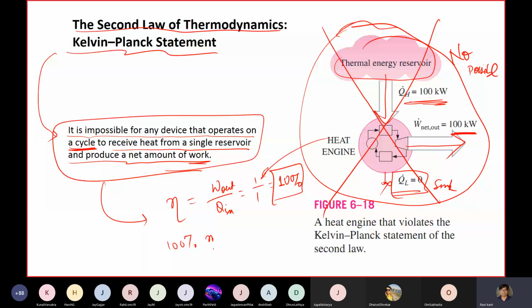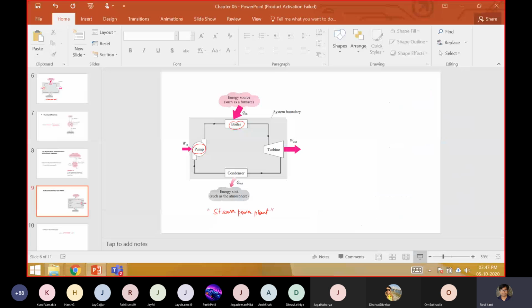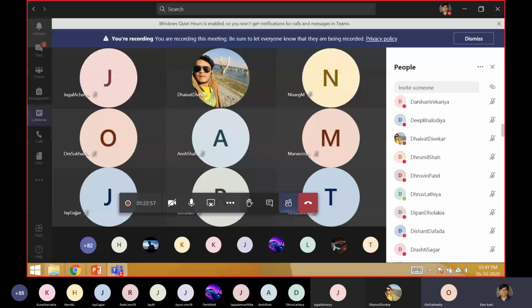So with this I'll not go further. We'll take up refrigerators and heat pumps later. So far, any doubt, anyone, about what we have learned? No, sir. Okay, good.